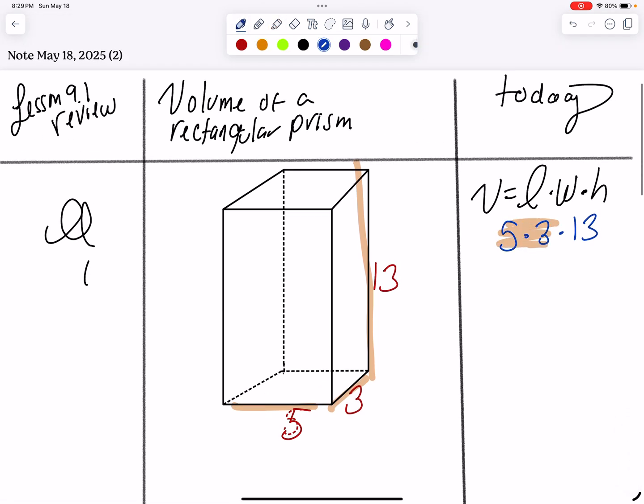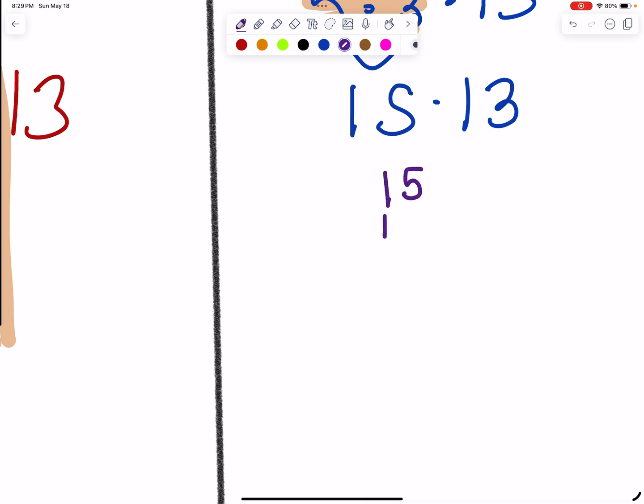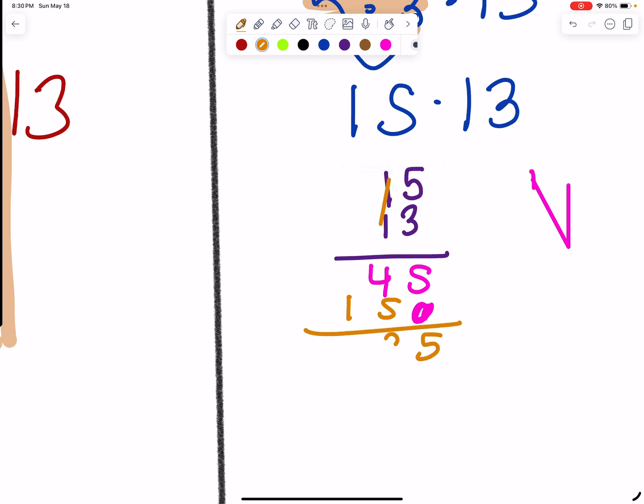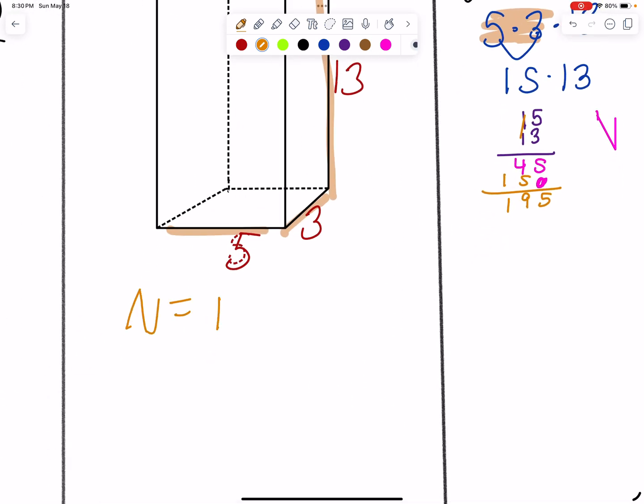We're going to do 5 times 3 first, which is 15, times 13. A quick review on how to multiply a 2 by 2. 3 times 5 is 15. 3 times 1 is 3, plus 1 is 4. Put a 0 down. And then start again. 1 times 5 is 5. 1 times 1 is 1. So that's 195. So the volume of this rectangular prism is 195.